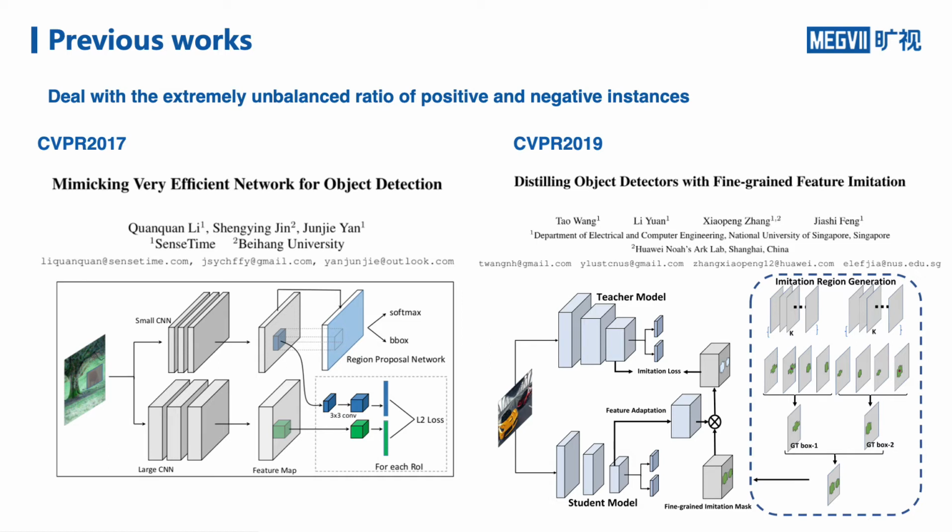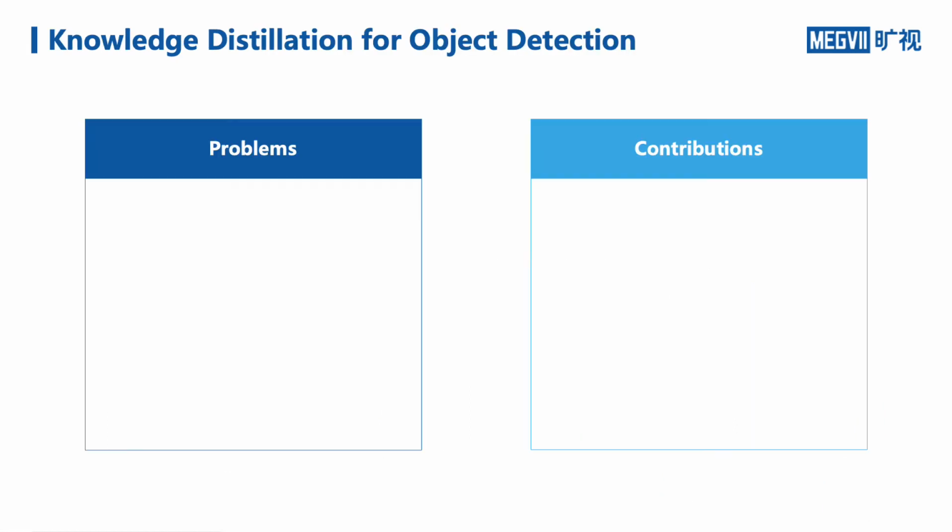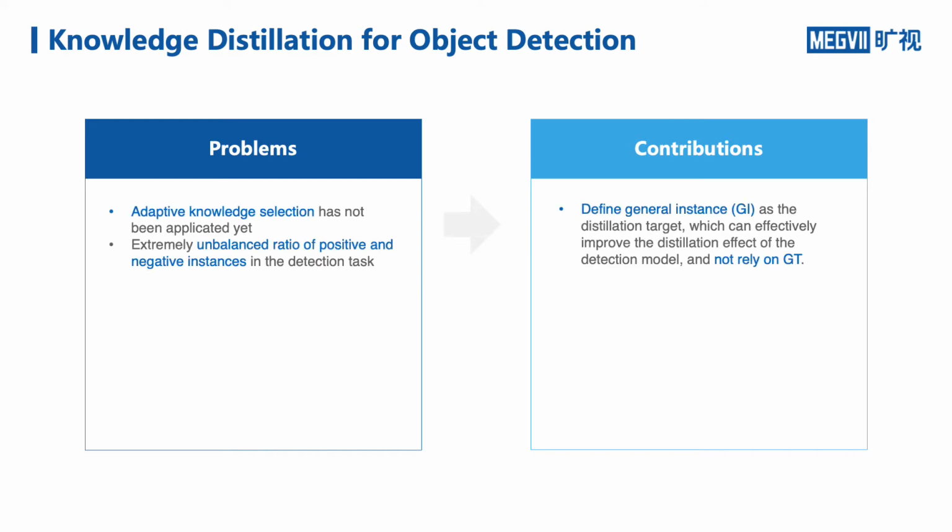Nevertheless, the ratio between the positive and negative instances needs to be meticulously designed, and distilling only GT-related area may ignore the potential informative area in the background. This observation leads us to our first contribution that we define general instance, aka GI, as a distillation target. GI are some discriminative instances between the student and teacher.